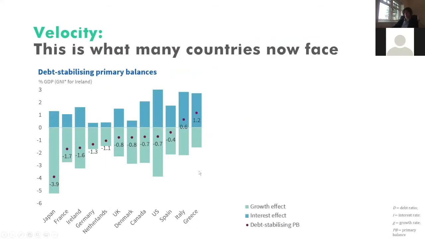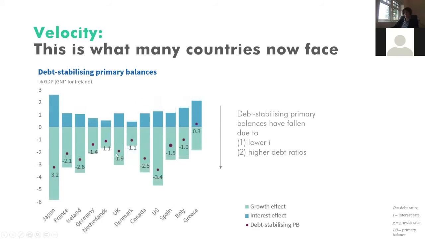So this is basically where countries now find themselves. In the pre-COVID world, the primary balances that you would have had to run to stabilize debt were roughly around the 1% of GDP mark. But as the dynamics changed post-COVID, as interest rates in particular came down, and as the magnifying effect of a higher starting debt ratio came in, you could see that those primary deficits fell. So now we can run much larger primary deficits and still stabilize the debt ratio.